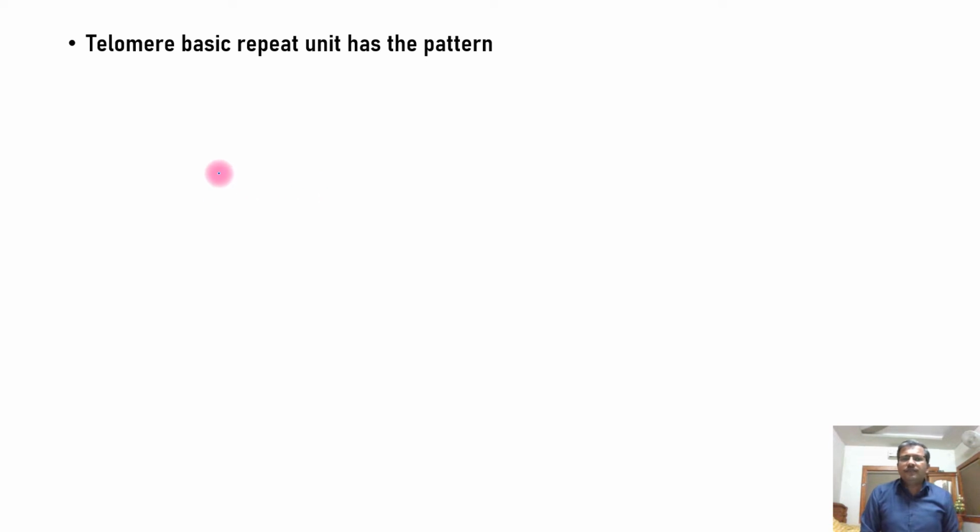Now this telomere, as I told you, is formed of tandem repeats of nucleotides. These tandem repeats in the eukaryotic DNA terminal portion have a characteristic pattern, which we are going to discuss now. The basic repeat unit of the telomere has a pattern like this: at the 5' end it can have a T, which is repeated 1 to 4 times, followed by an A that can be absent or present only one time, followed by a G which is repeated 1 to 8 times.